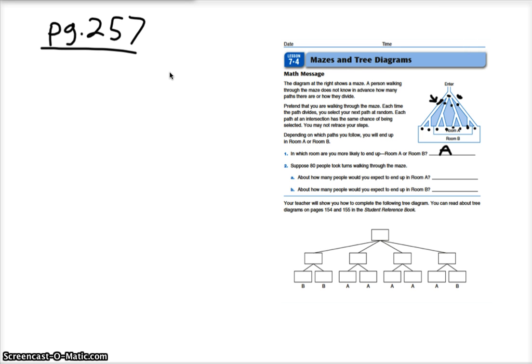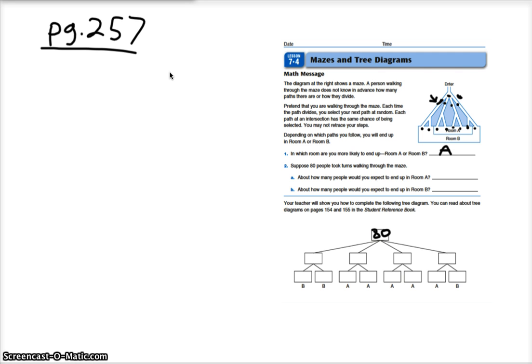Suppose 80 people took turns walking through the maze. About how many people would you expect to end up in room A? So here's how we're writing it in. We're filling in this chart right here. We start out with 80 people. So how many people do you think out of 80 are going to end up in A?